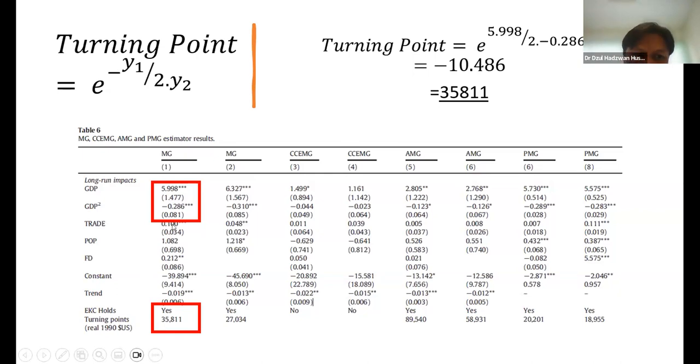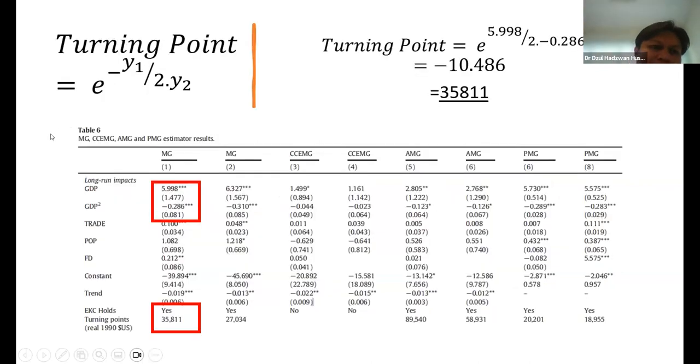Now we use the value here, and then we use the formula based on the information that we got here. We will get this and then this, the same value. So this is the turning point. When the behavior starts to change, that is another question that we need to answer.